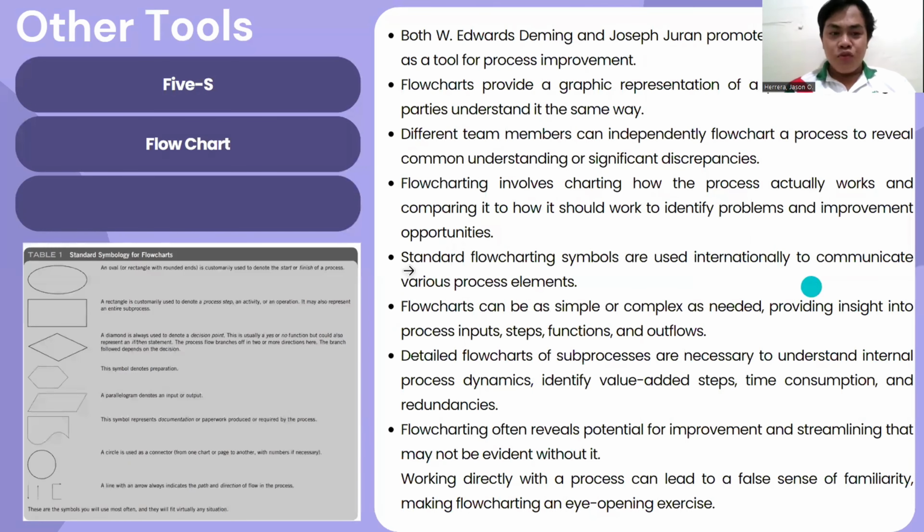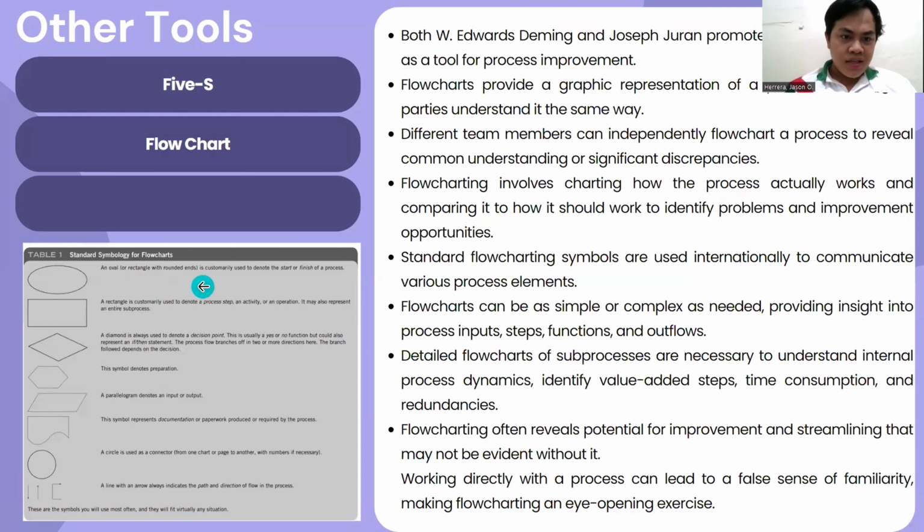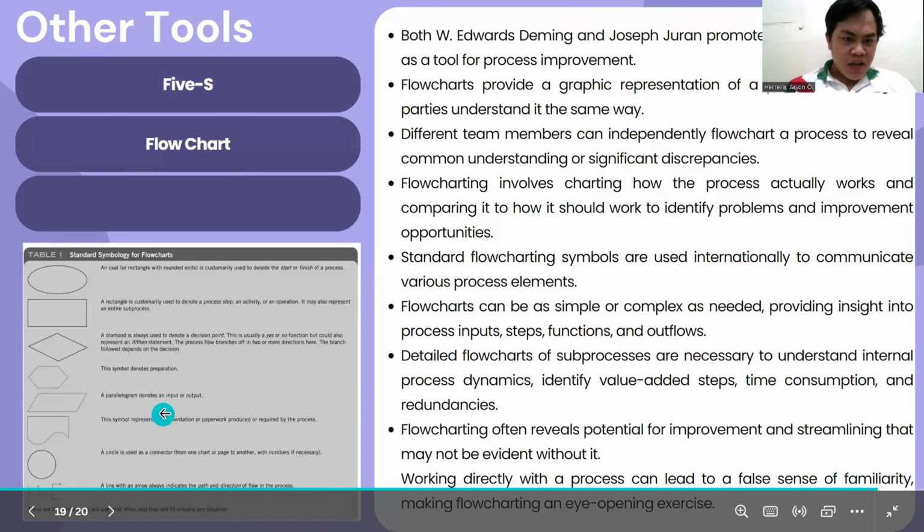Next is the flowchart. Actually, all of us know what a flowchart is, but I will discuss the meaning of the symbols. An oval or rectangle with rounded ends is customarily used to denote the start or finish of the process. A rectangle is customarily used to denote a process step, activity or operation. It may represent the entire process or a sub-process. A diamond is used to denote a decision point. The hexagon denotes preparation. The parallelogram denotes input or output. This symbol represents the commentary or paper produced or required by the process. A circle is used as a connector from one chart or page to another, with numbers if necessary.